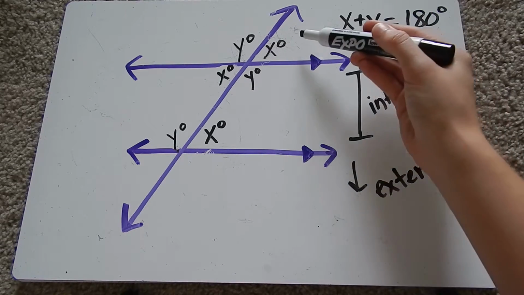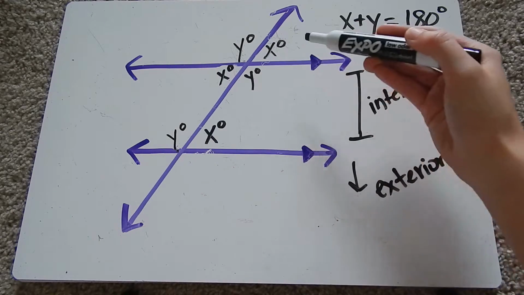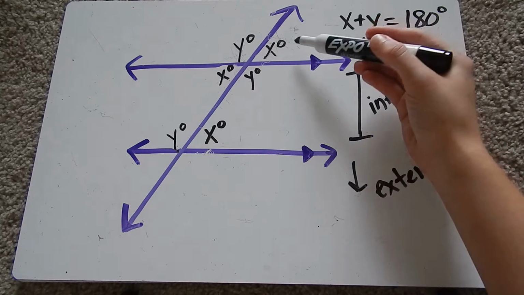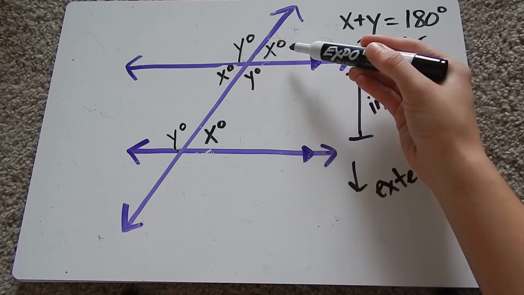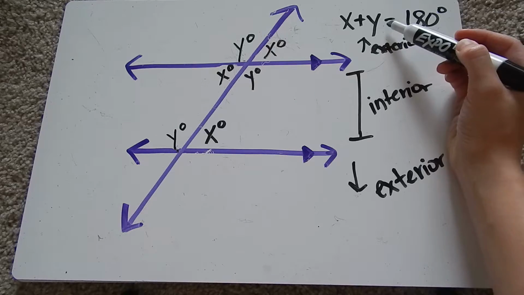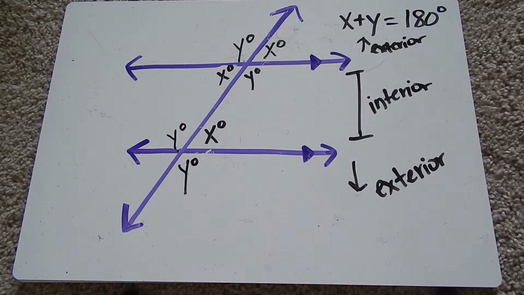So exterior is going to be here and here. This is the same side of the transversal. We're looking at the right hand side. And this theorem states that these are supplementary angles. So I already have this one labeled as x. Well, I already have a supplementary angle to x, and it's y. So that tells me that this is y degrees.